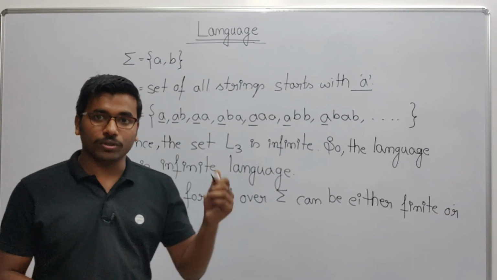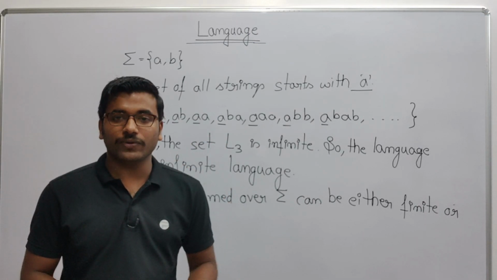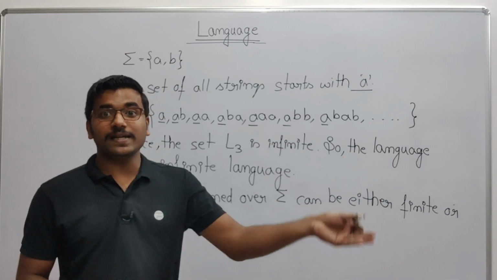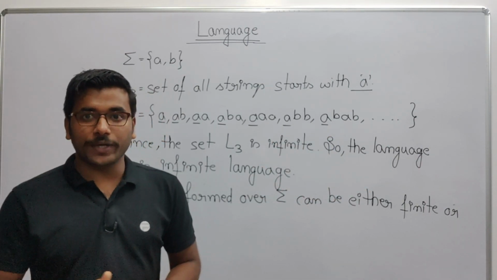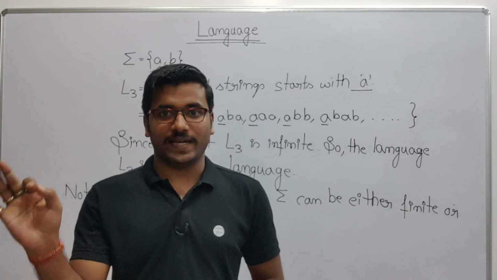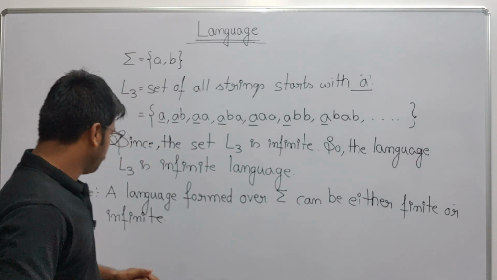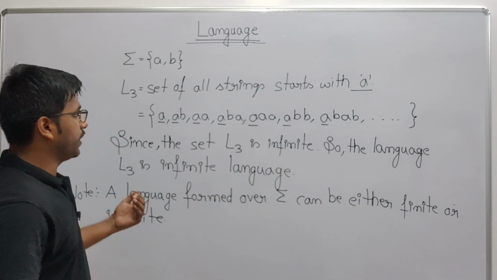So we have seen both finite language as well as infinite language. When the set itself is finite, the language is finite, and when the set itself is infinite, the language is infinite. I have told you that it is going to follow all the set properties, because a language is itself a set of strings. So a language formed over sigma can be finite or infinite.